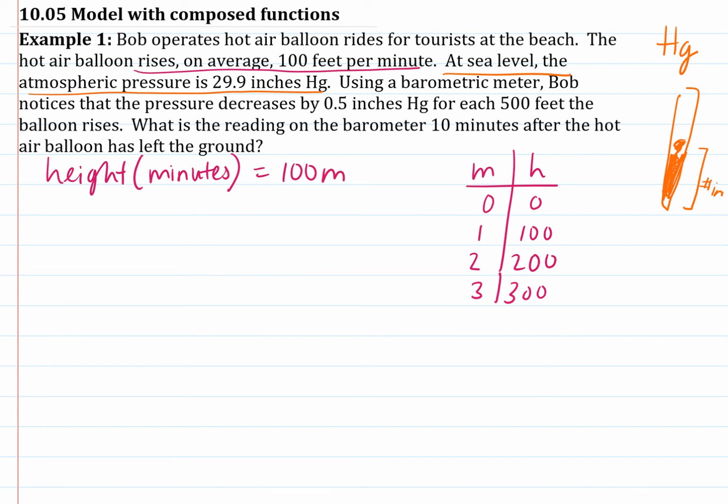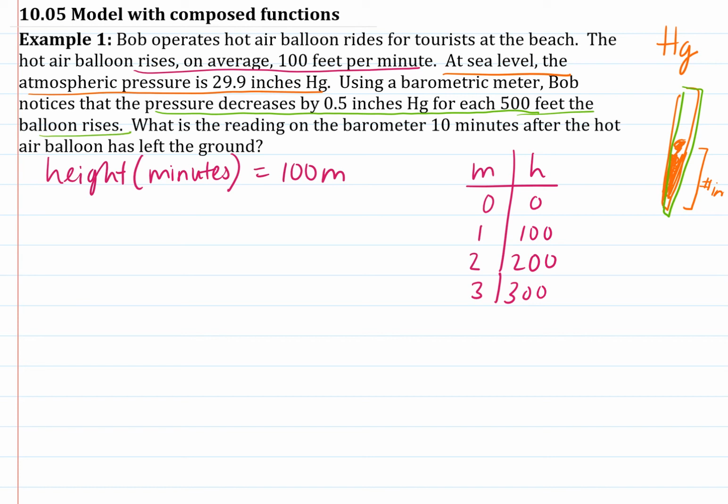But that fact didn't really tell me anything. I'm not sure yet how to use that fact. That's okay, we'll come back to it. Using a barometric meter, which again would look sort of like a thermometer, Bob notices that the pressure decreases by 0.5 inches of mercury for each 500 feet the balloon rises.